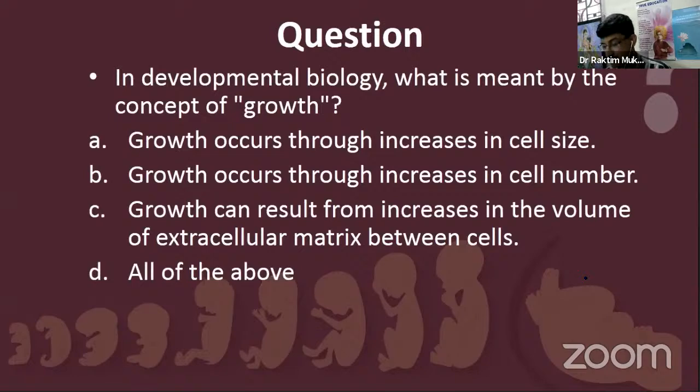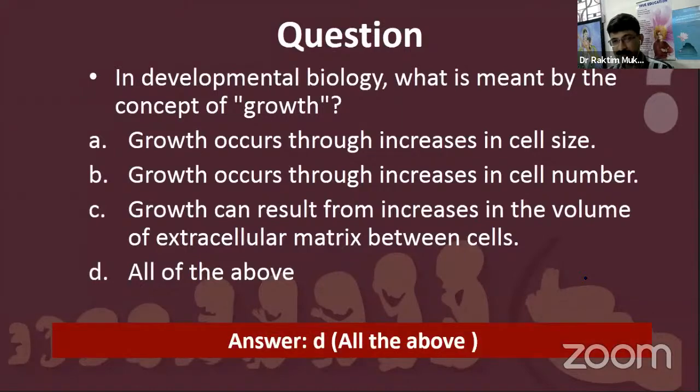And yes, most of you have guessed correctly. So should I say this is the beginning of your preparation for clearing entrance? Option D is correct. All such features are true in the context of growth: during growth, there's an increase in cell size, an increase in cell number, and an increase in volume of extracellular matrix between the cells. So all the options hold true from the context of growth.